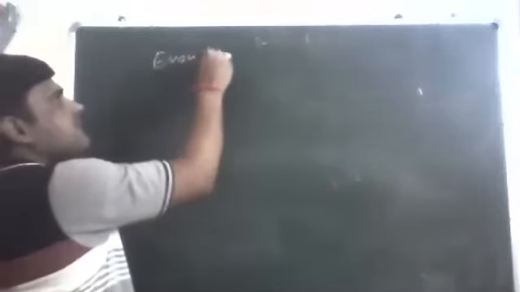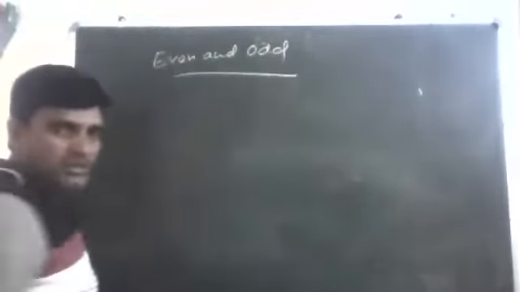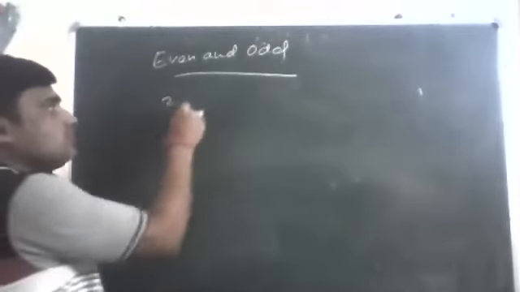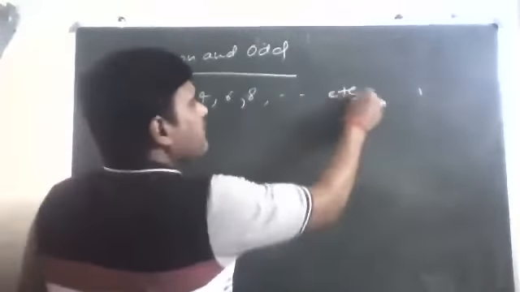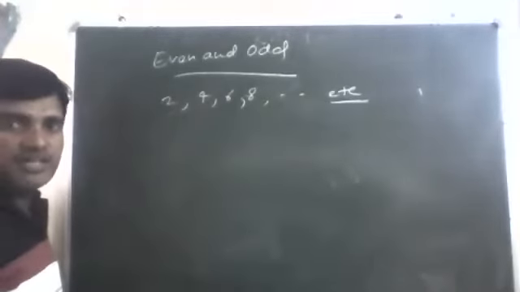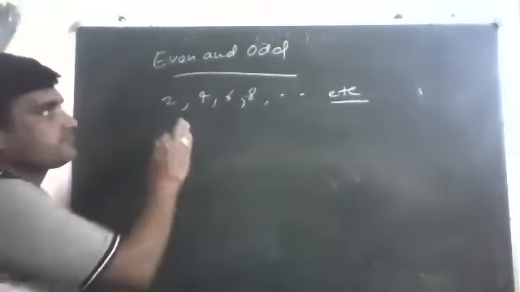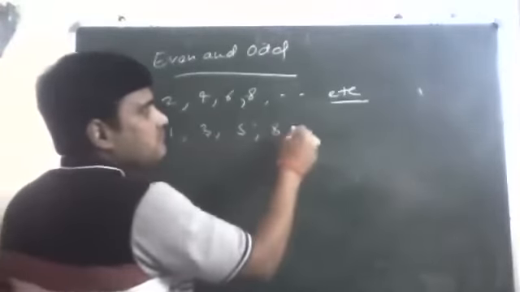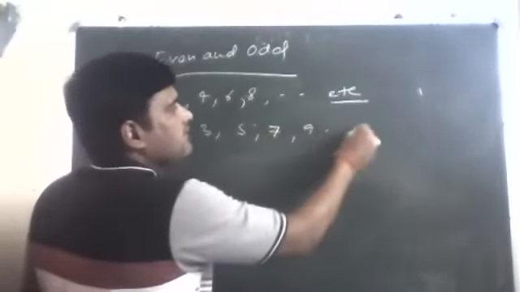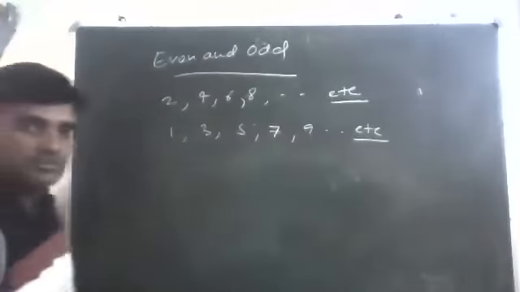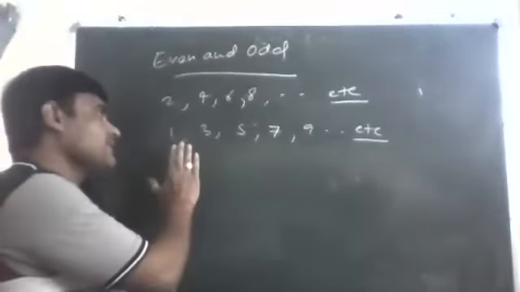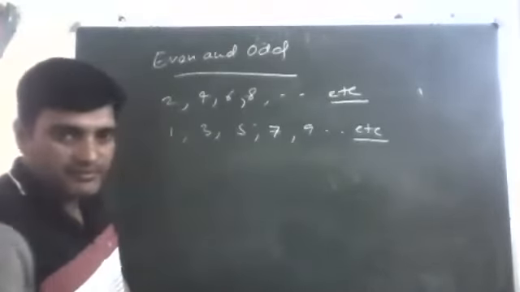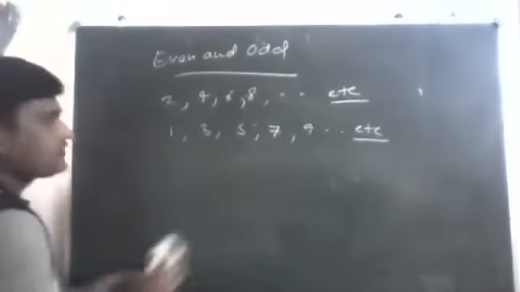Okay. Now even and odd numbers. All multiples of 2, such as 2, 4, 6, 8, etc., are even numbers. We can say a number which is divisible by 2 is called an even number. Odd numbers: 1, 3, 5, 7, 9, etc. All are odd numbers. They are odd because when we divide the number by 2, we get remainder 1. Okay, understand?